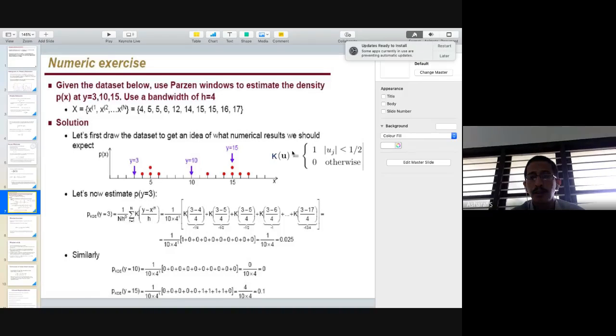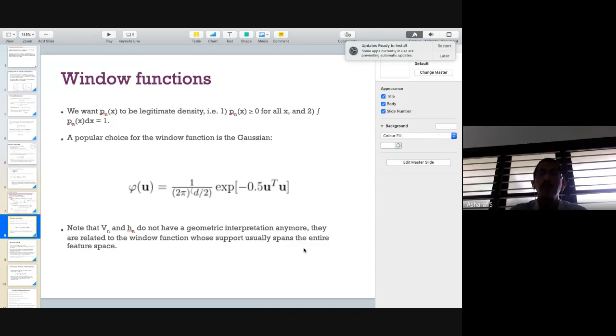Instead of a 1 or 0, you get those values, and you get that summed up over all the available points, and then you get an estimate. So it will be a little more generic estimation. This is how it typically happens in practice. You want p(x) to be a legitimate estimate.